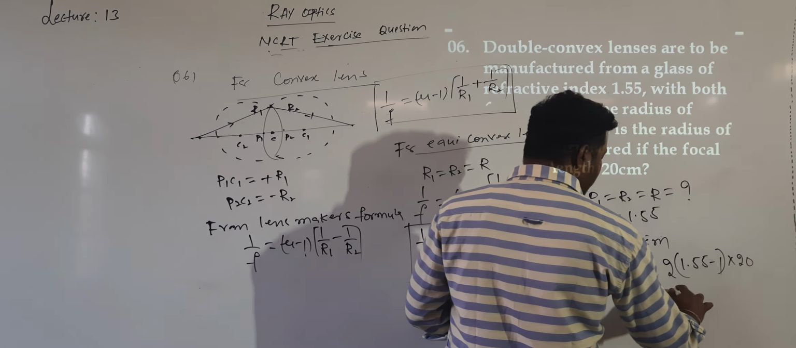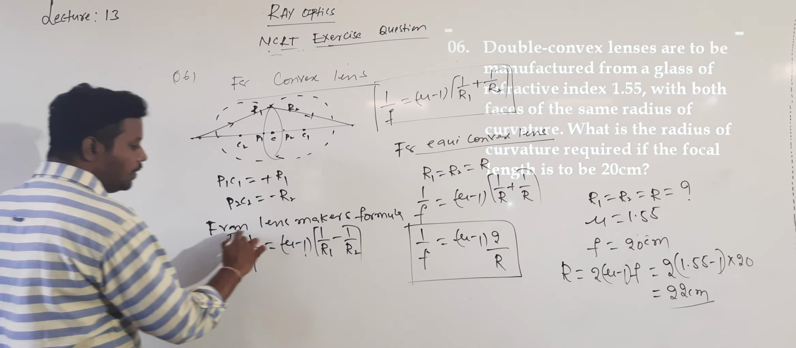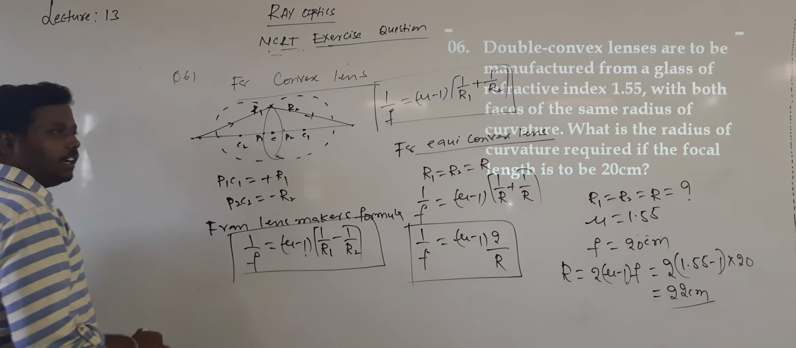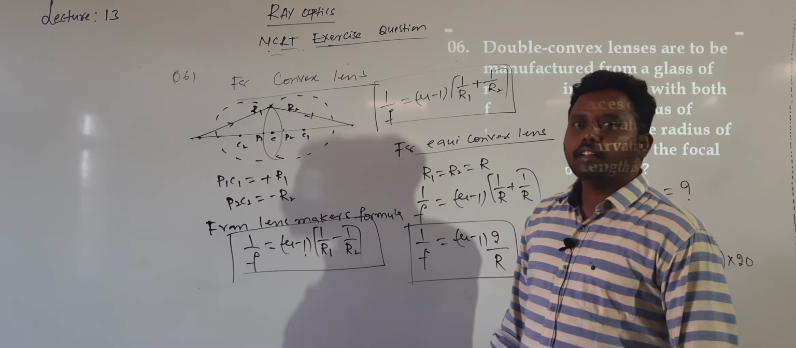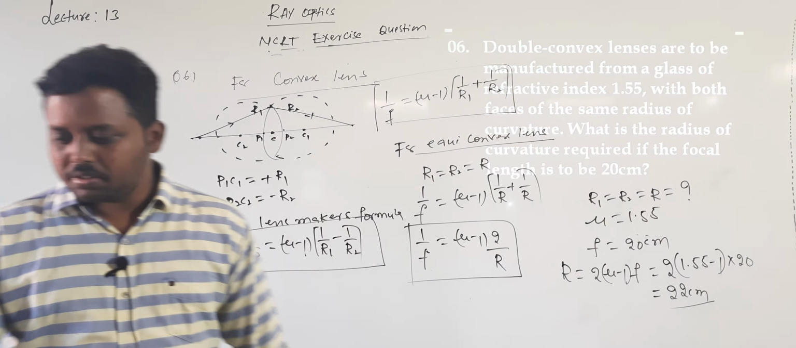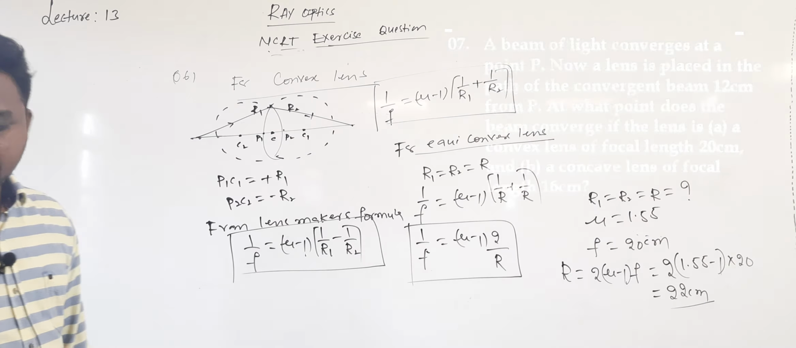Question understood? And the lens maker's formula, this is the formula we generally derived. Whenever you want to apply it for any lens, you need to apply the sign convention. With the sign convention only you need to apply. So, this is the sixth question. Next, question number 7.